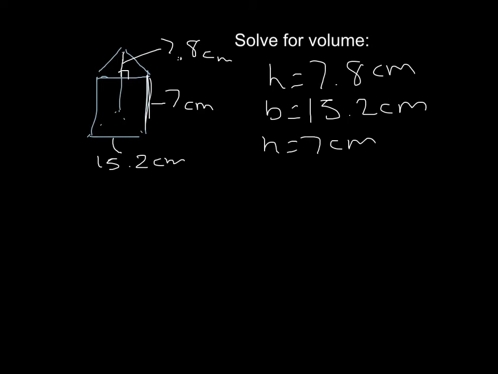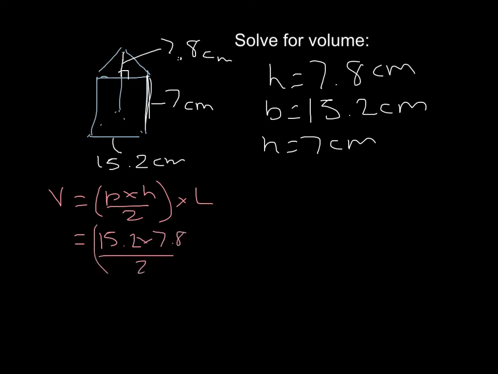So I have all the numbers that I need, and I'm going to go ahead and write the formula now. So I'm going to start on the side. So volume equals, again, base times height divided by 2 multiplied by my length, which equals, again, in this case, my base is 15.2 multiplied by 7.8 divided by 2 multiplied by my length, or sorry, in this case I should have put a length here, not an H. There we go. Multiply my length of 7. So I'm going to start with the math now.